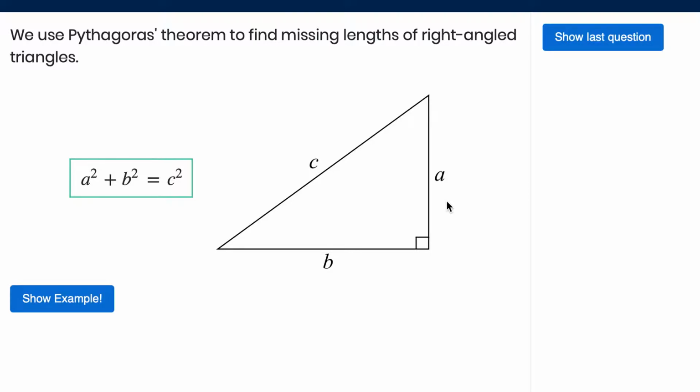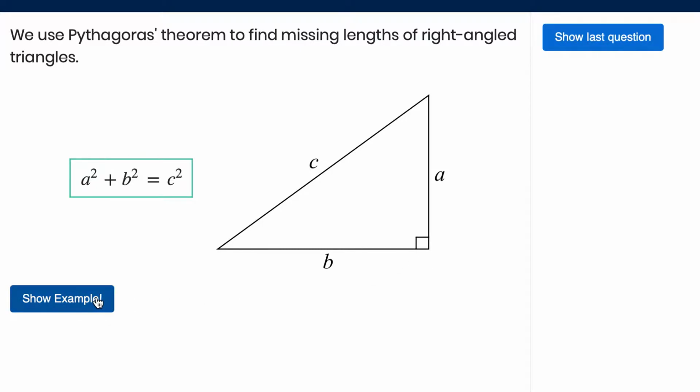Now, before we move on to an example, it doesn't matter which side you use as a and b, as long as you remember that c is the longest side. And also note that Pythagoras' theorem only works for right-angled triangles.